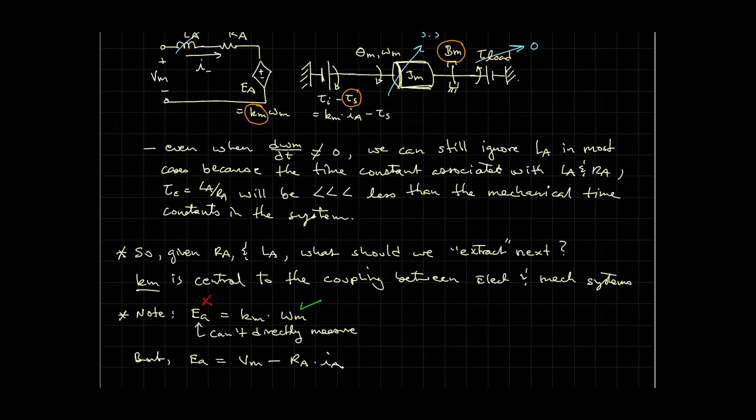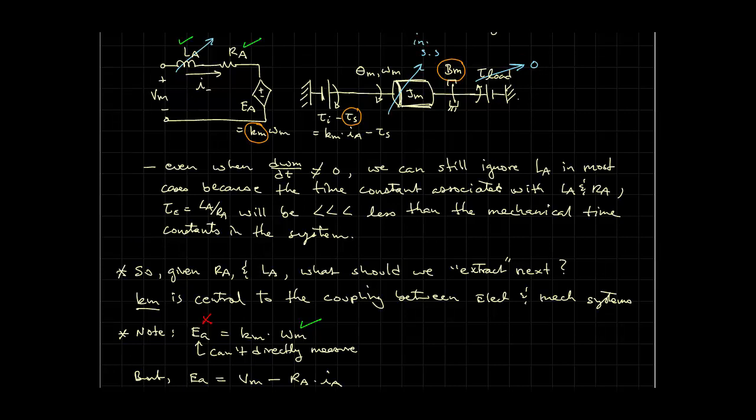However, we note from KVL, and referring to the circuit diagram above, that EA can be determined by knowing VM, knowing the current IA flowing in, and knowing RA. So VM can be set, and we can control this. This is external. We can set it. We can measure it. RA, we have already measured. We've already determined. And IA, we can measure.